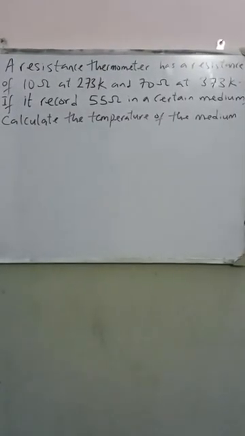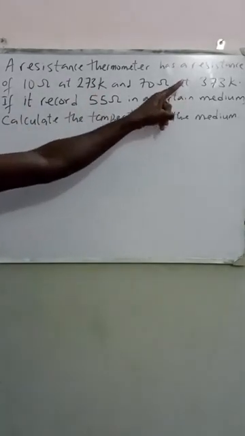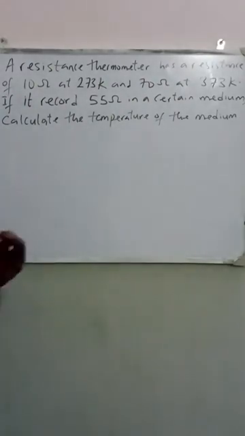Example 2. A resistance thermometer has a resistance of 10 ohms at 273 Kelvin and 70 ohms at 373 Kelvin. If it records 55 ohms in a certain medium, calculate the temperature of the medium. Calculate the temperature of the what? Medium. So we can see this. Also, we have a resistance thermometer. So we want to compare that of the resistance thermometer with that of Kelvin.